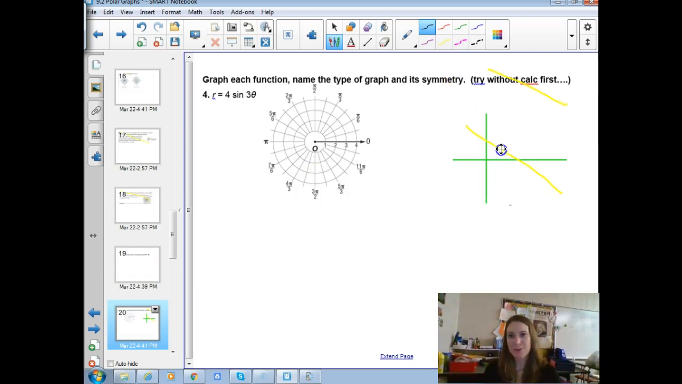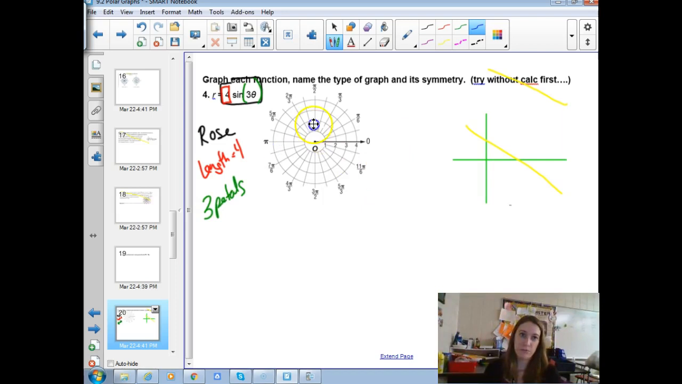But you know what? Let's think. This is a lot like the roses that we were graphing. So we are going to have a rose. And the number in front tells me the length of the petal, so the length is 4. And then the number inside the sine function is odd, so that means we have 3 petals.